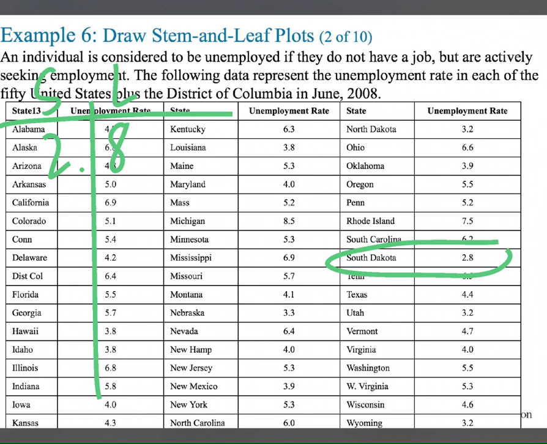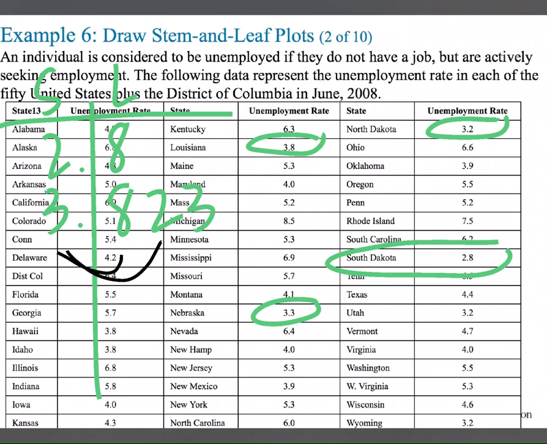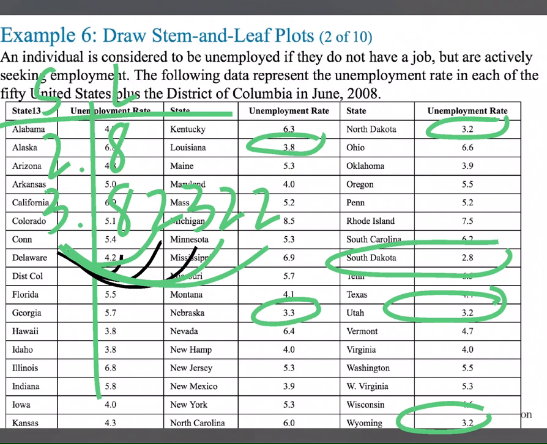I don't have any more 2s, so I'm going to move on to the 3s. I've got Louisiana 3.8, North Dakota 3.2, Nebraska 3.3. So these are all reading 3 different numbers: 3.8, 3.2, 3.3. Now, really quick before we finish this out, Utah also is 3.2, and Wyoming is also 3.2. So we've got three 3.2s, so there should be three 2s represented for 3.2. So there's 1, there's 2, there's 3.